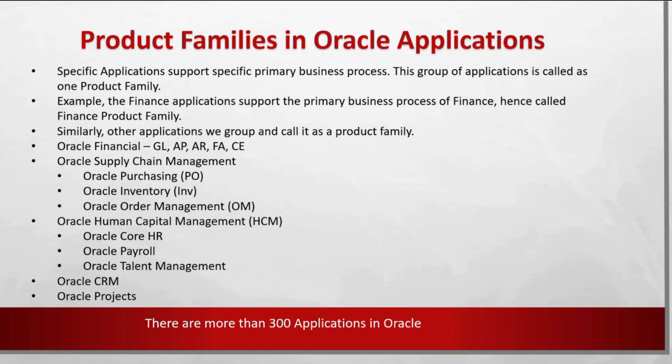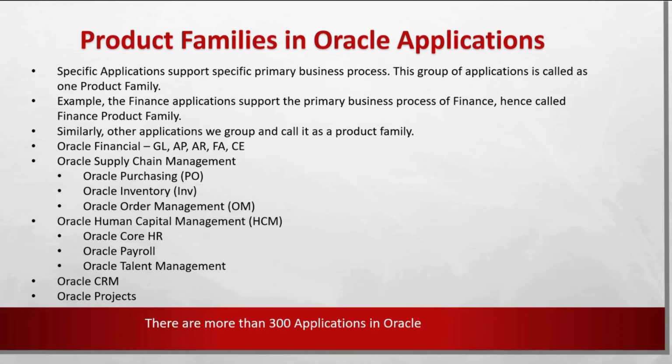Just now I have given you an example of the Oracle financial product family. That is, what are the main applications under finance? GL, AP, AR, FA, and cash management. I have given the short forms: general ledger, accounts payable, accounts receivable, fixed assets, and cash management. For cash management, we represent it as CE, because there is another application in Oracle named cost management, for which CM is used. Hence, for cash management, always CE is used.